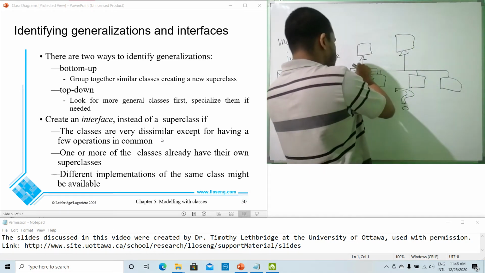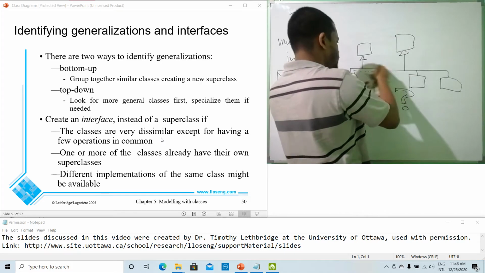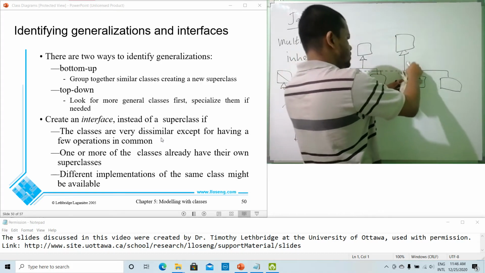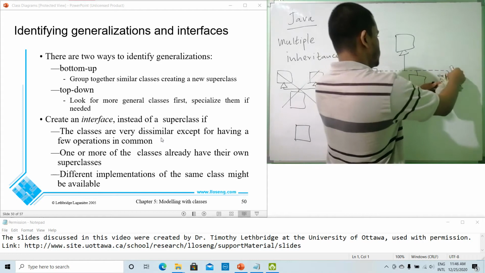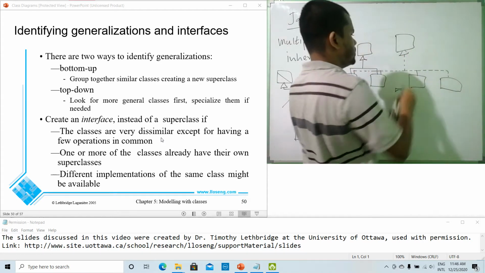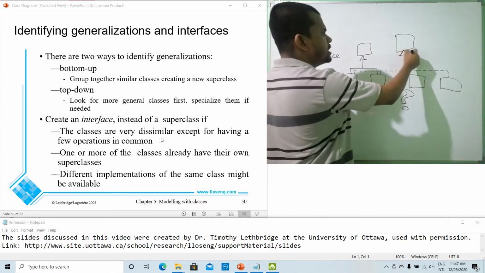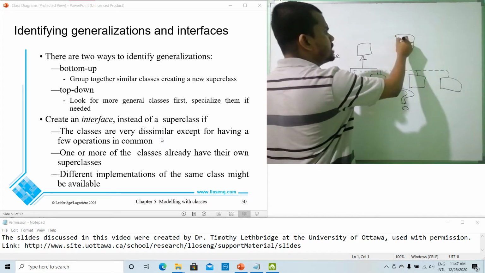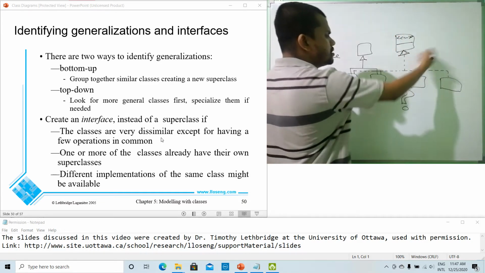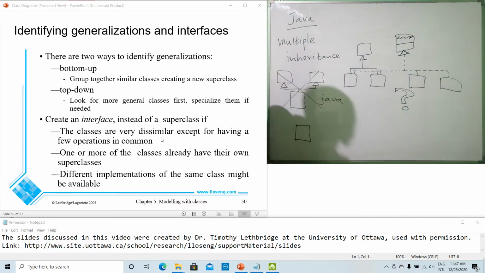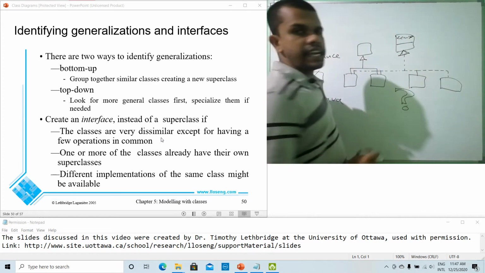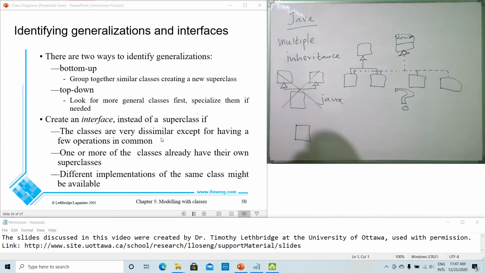In this way, using a dotted line, we represent the realizations. Now this is an interface. In this situation, instead of a super class, we can create an interface.